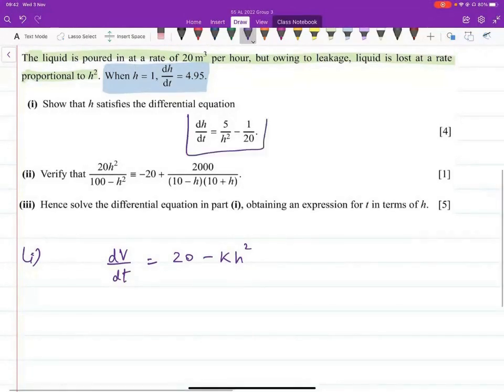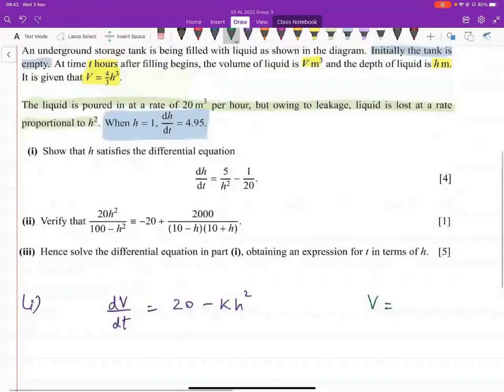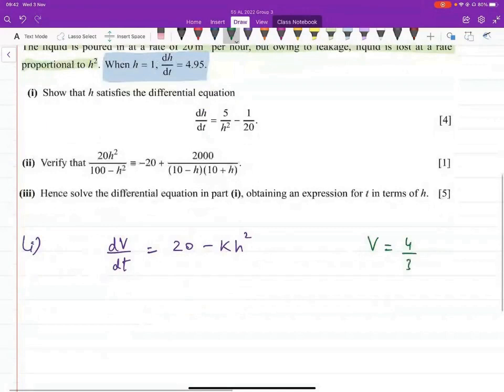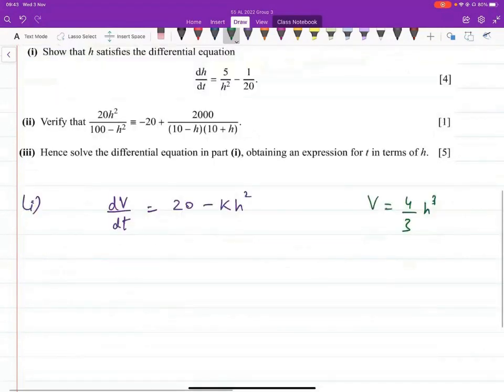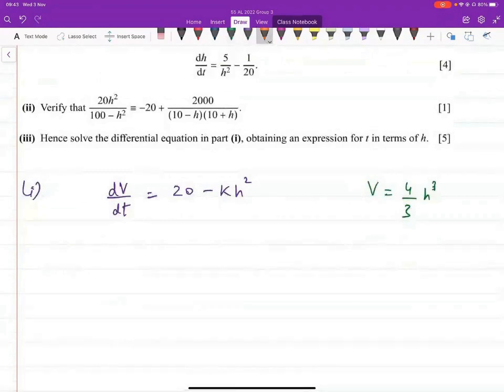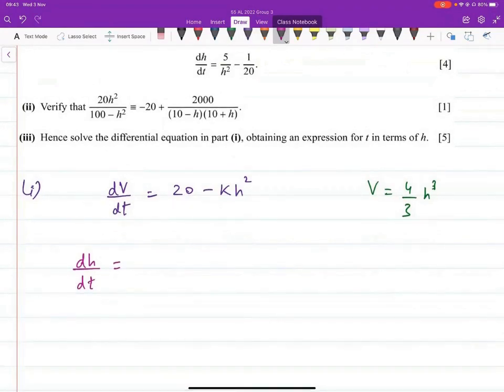We have to show something in terms of h and t. You have to find dh over dt. We are also given that v equals 4 over 3 h cube. What we can do from here is find dv over dh. Why would we need that? Because we have to find dh over dt. We don't have that directly from here, but we can use the chain rule like this. We start from dh, at the end dt should come, and in the middle we have that third variable, dv.